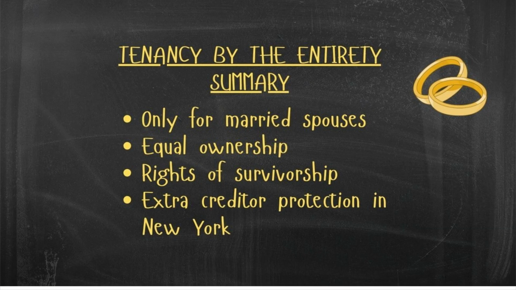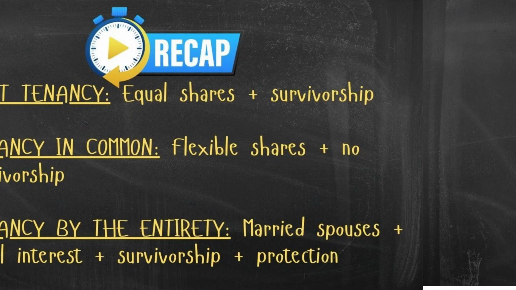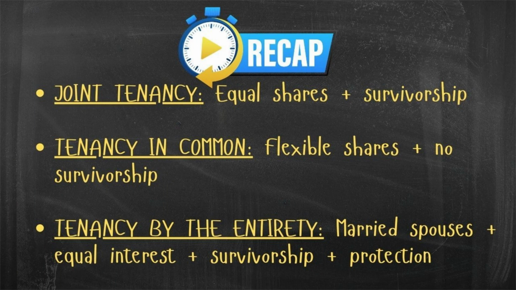Quick student summary of tenancy by the entirety. Only for married spouses. Equal ownership. Rights of survivorship. Extra creditor protection in New York. Let's recap. Joint tenancy means equal shares and survivorship. Tenancy in common means flexible or unequal shares and no survivorship. And tenancy by the entirety is between married spouses with equal interest, survivorship, and protection.